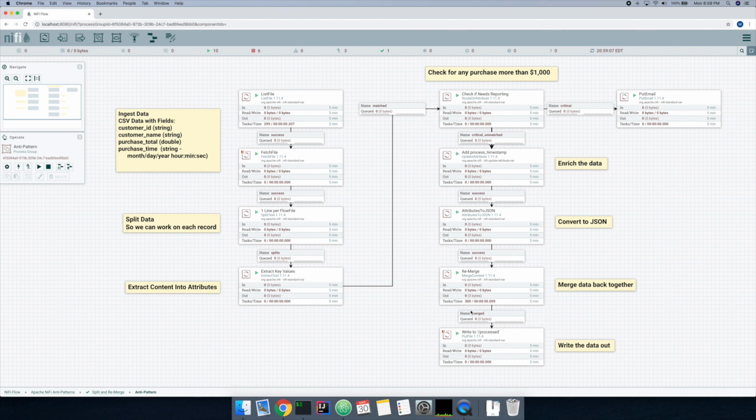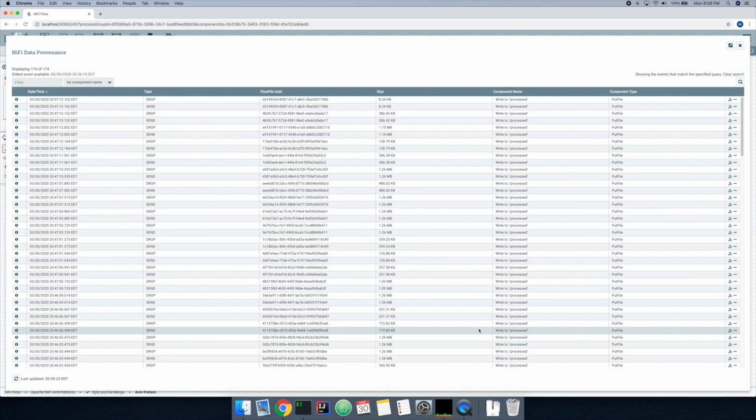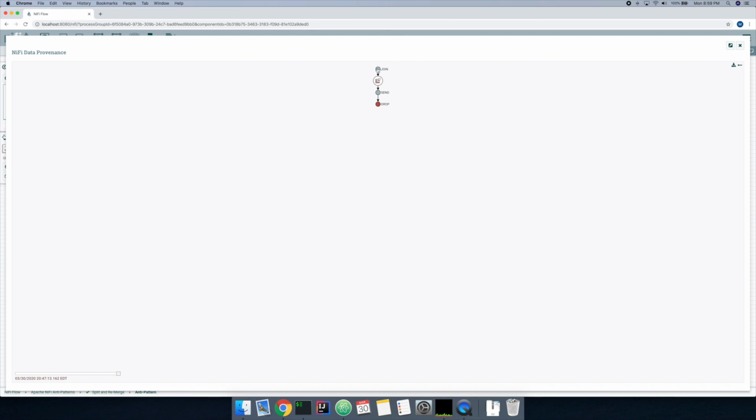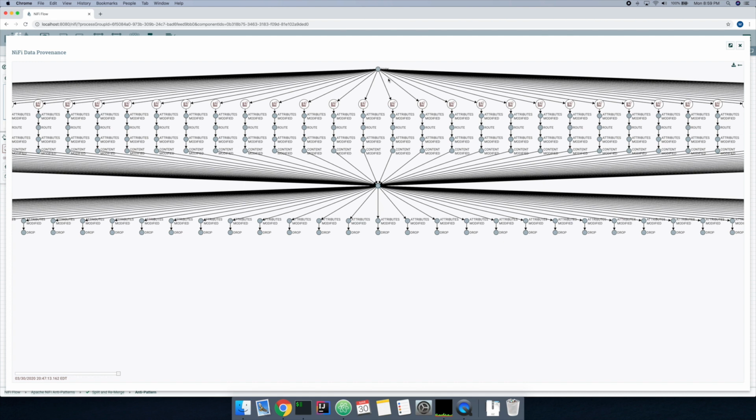So for example, if we take a look at the data provenance of the put file processor, and we look at the lineage for this particular flow file, we'll see that some data was joined together, and if we choose to find its parents, we see a lot of different things going on in this data lineage. So it really makes it difficult to understand exactly what's happening throughout this entire flow.